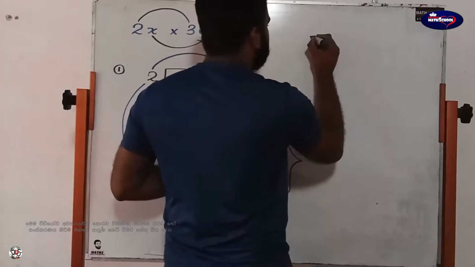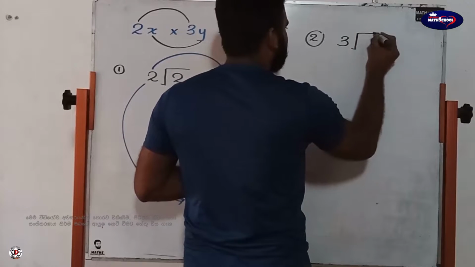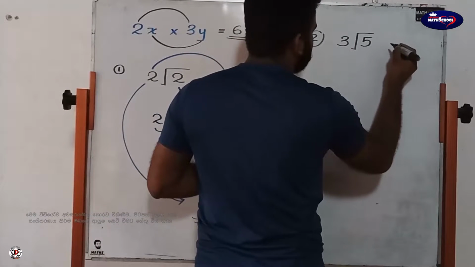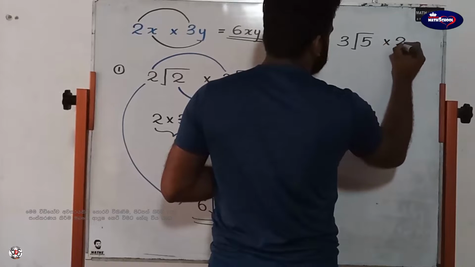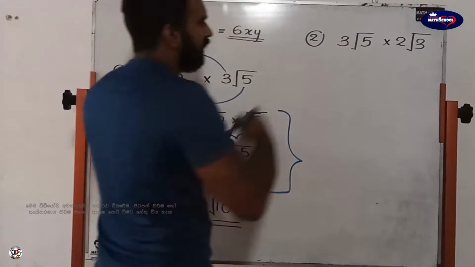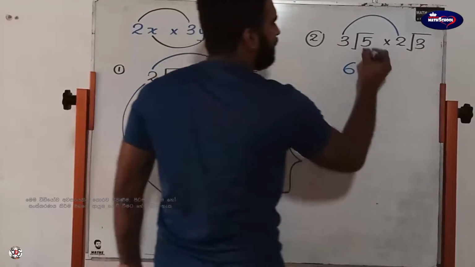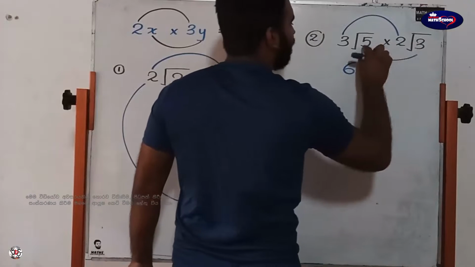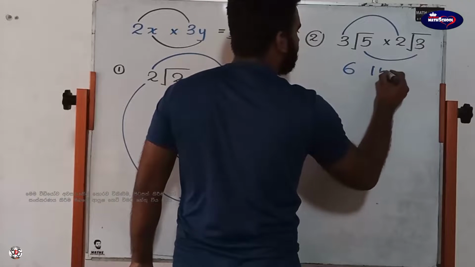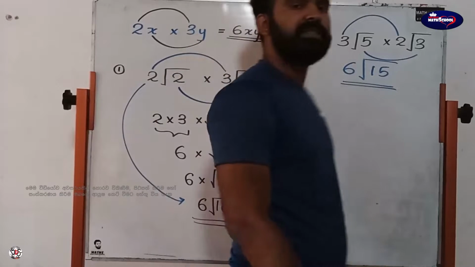Write another one. I will give you the time to write it down. Just see this one. If you have something like this, the two numbers, 3 into 2, 6. Write it down first. Inside the square root, 5 into 3 is 15. So you can keep it like this. Finished, my dear. That's all.